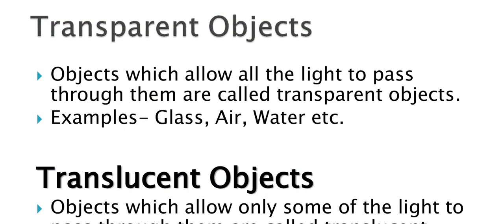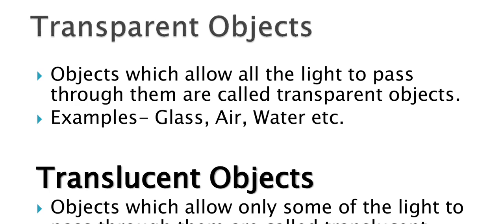Transparent objects. Recall our grouping of objects as opaque, transparent and translucent, which we had studied in chapter 4. All of you are quite aware of that. What are the transparent objects, what are the opaque, and what are the translucent? First we will see that.